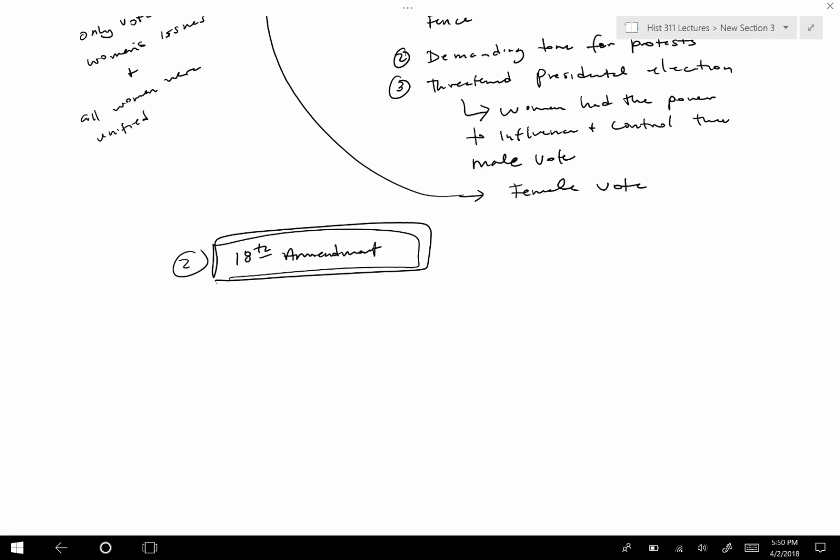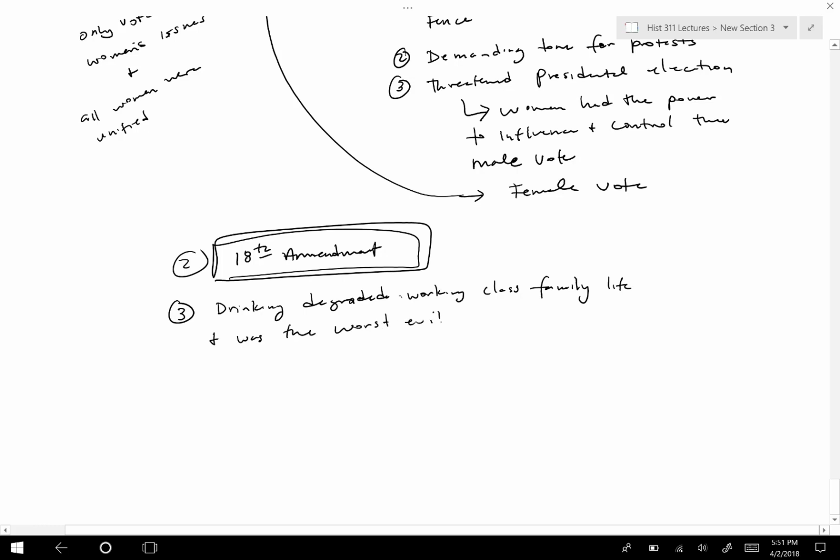So because women were pushing for the right to vote, there was an active push for Prohibition in the process of this campaign. Now this had been going on for a while. It was a long campaign that had taken place in the late 1800s, with the view that drinking degraded working class family life and was the worst of evils of urban politics.